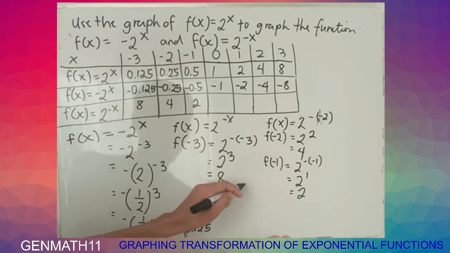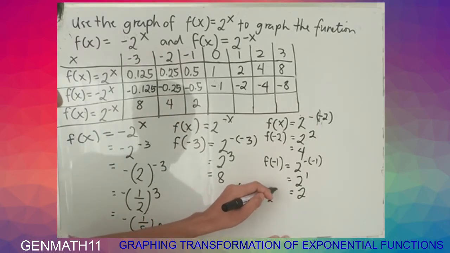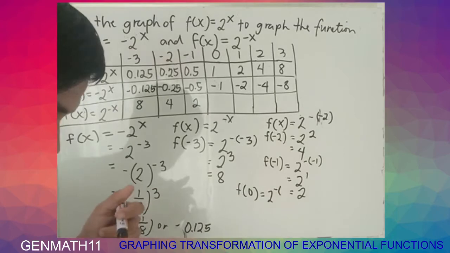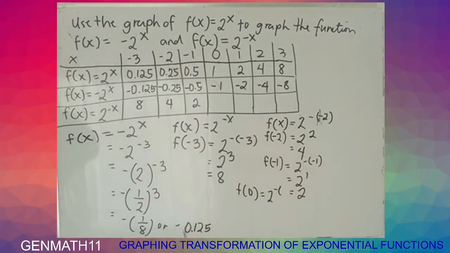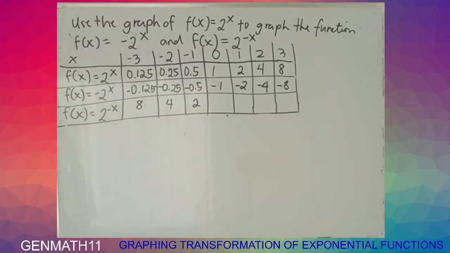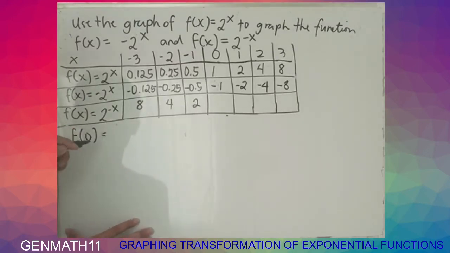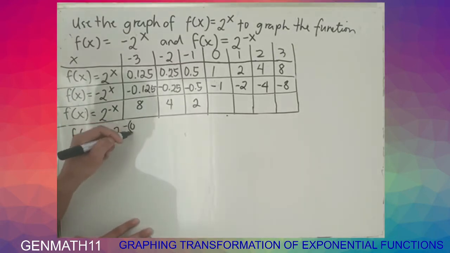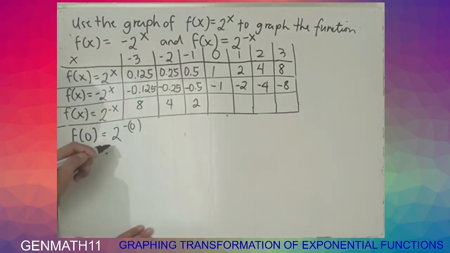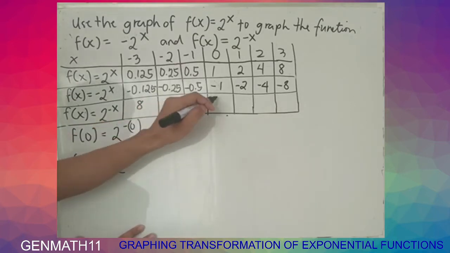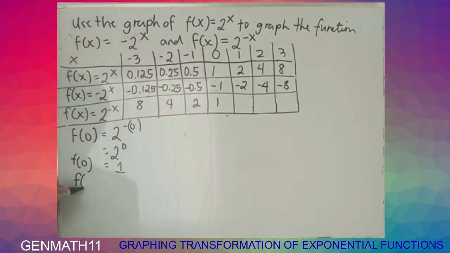Next is 0. Okay, it doesn't fit, so let's erase the next one and go to 0. So f of 0 is equal to 2 raised to negative 0. There is no negative 0, so it becomes 2 to the 0 power, which is 1. 2 to the 0 power equals 1.